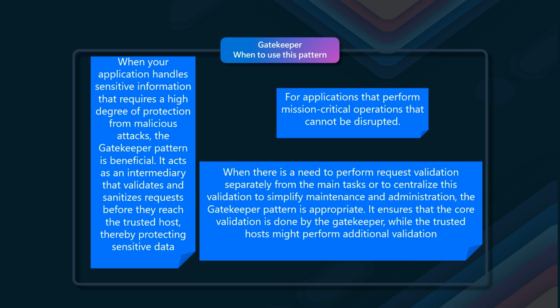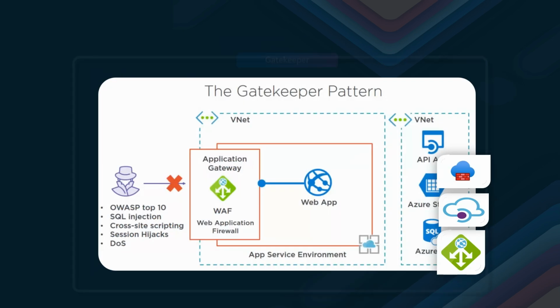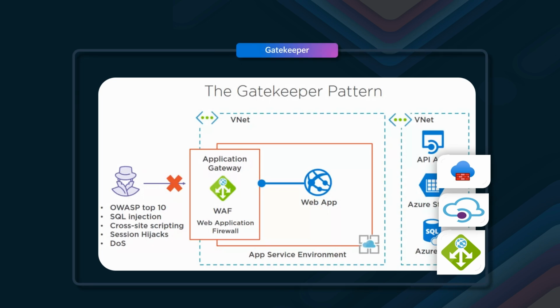In scenarios where high availability is crucial, deploying redundant instances of the gatekeeper and using an auto-scaling mechanism can ensure that there's always sufficient capacity to handle incoming requests, minimizing the impact of failure. By using the gatekeeper pattern in these scenarios, you can enhance the security, reliability, and performance of your application, ensuring that it meets the necessary protection and operational requirements.